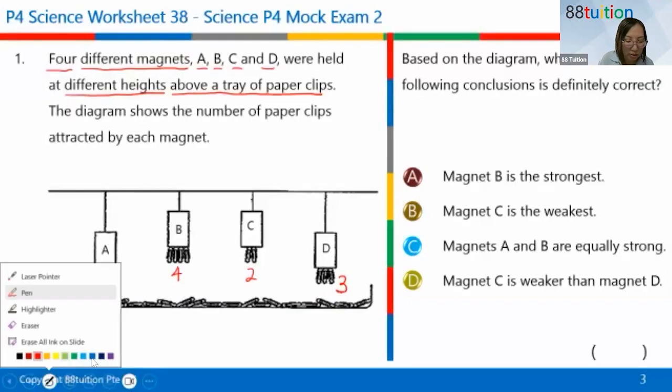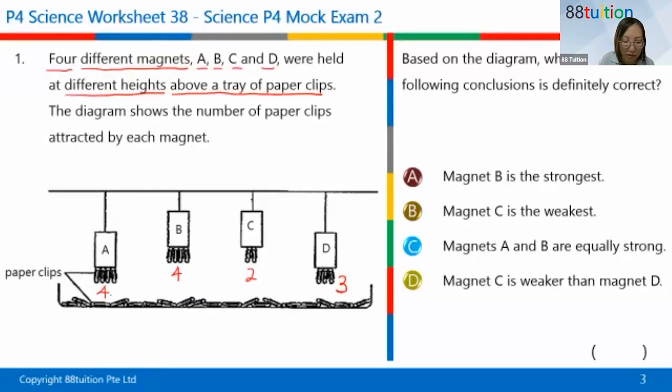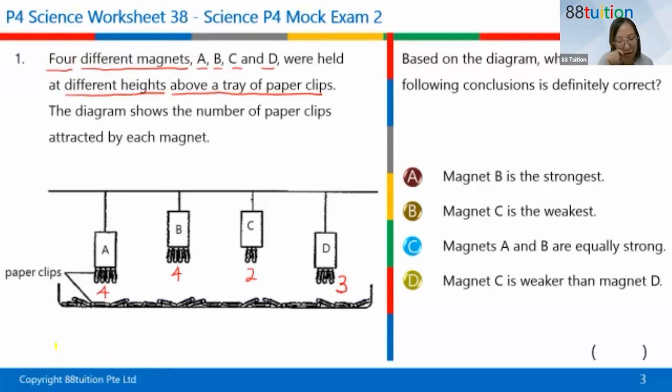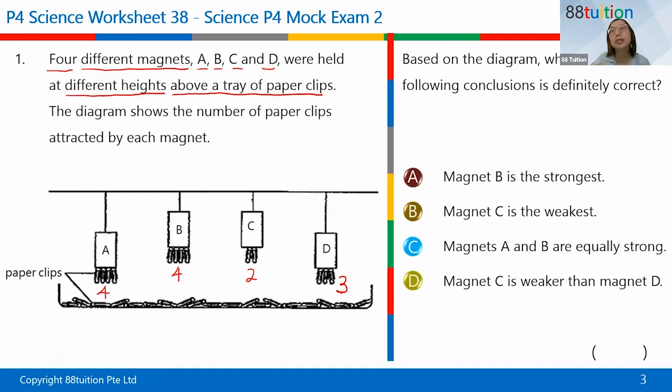Then, in order to have a fair comparison, you must compare the same height. So let me highlight the same height ones. Which two magnets are at the same height? Can someone unmute yourself and tell me which 2 magnets are of the same height? Louder, please. Okay, let me bring up my volume. Hang on. Okay, my volume is maximum already.